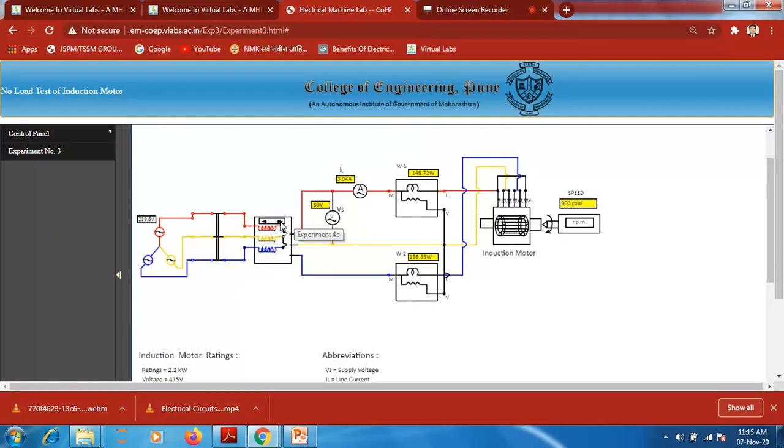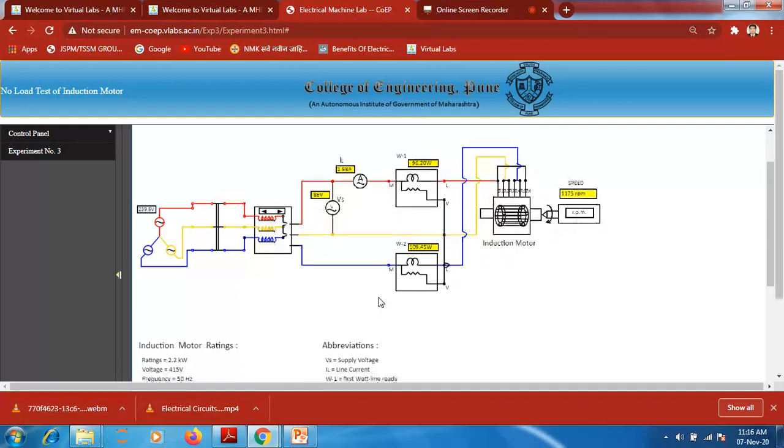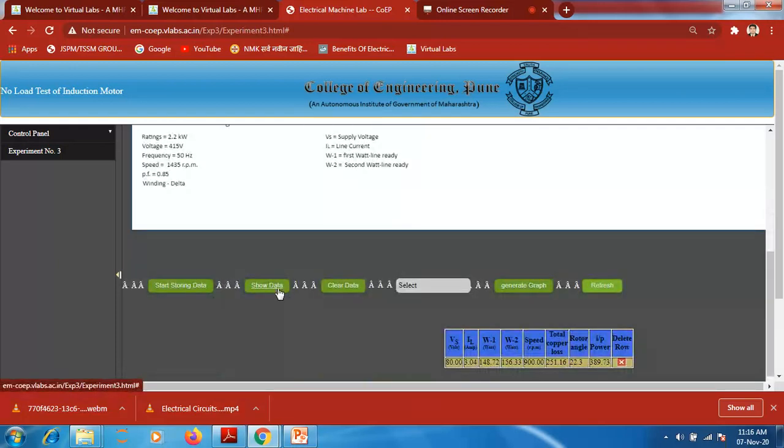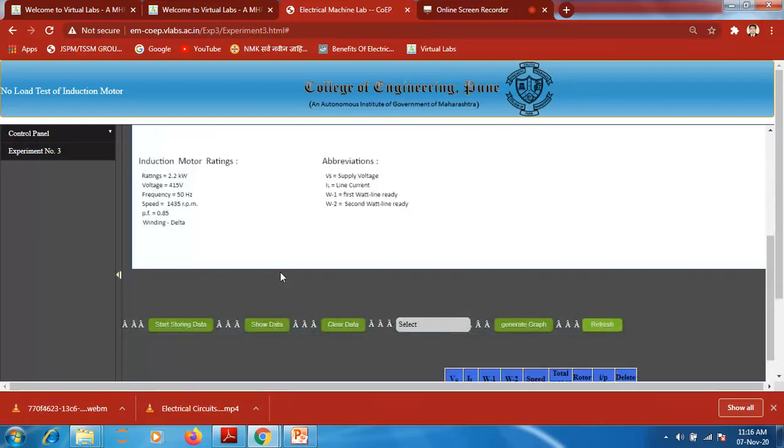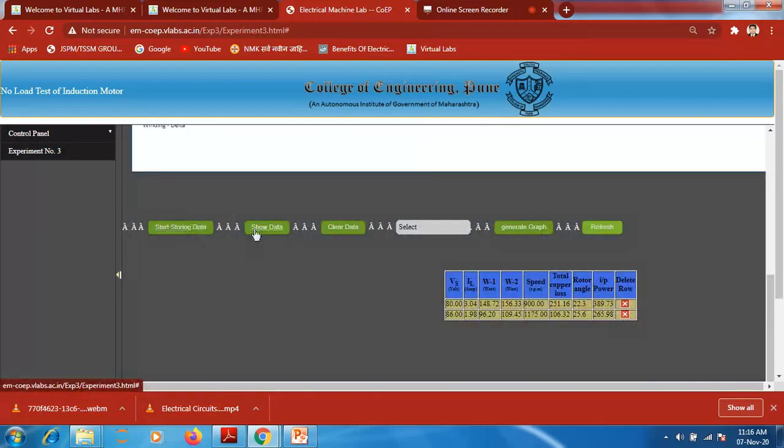So after 80, I'm just increasing the voltage. Okay, 82, there is no increase in the speed. Then yes, 86. At 86 volt the speed of the motor is 1175. So I just have to store this reading and show this reading. Okay, 86. Then 90 volt, start storing and start showing.